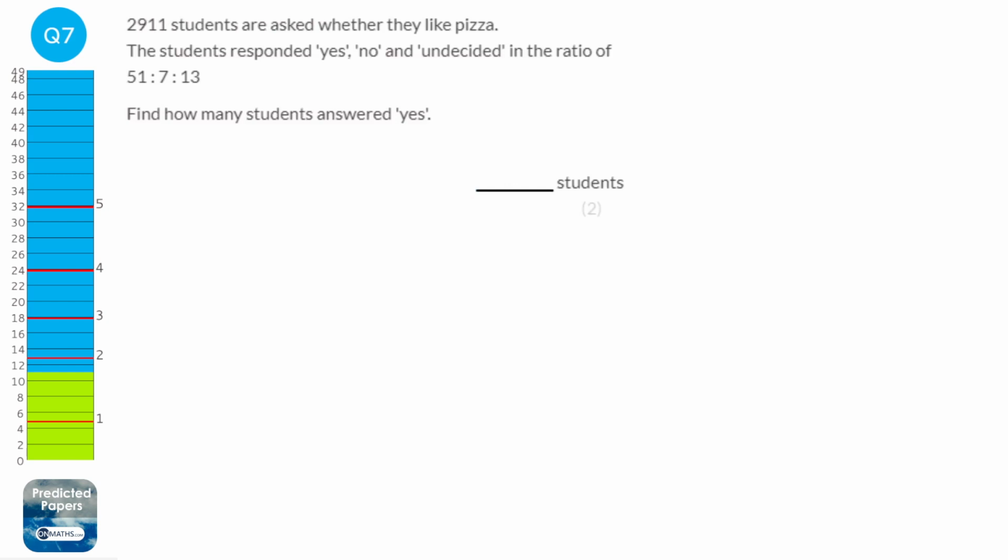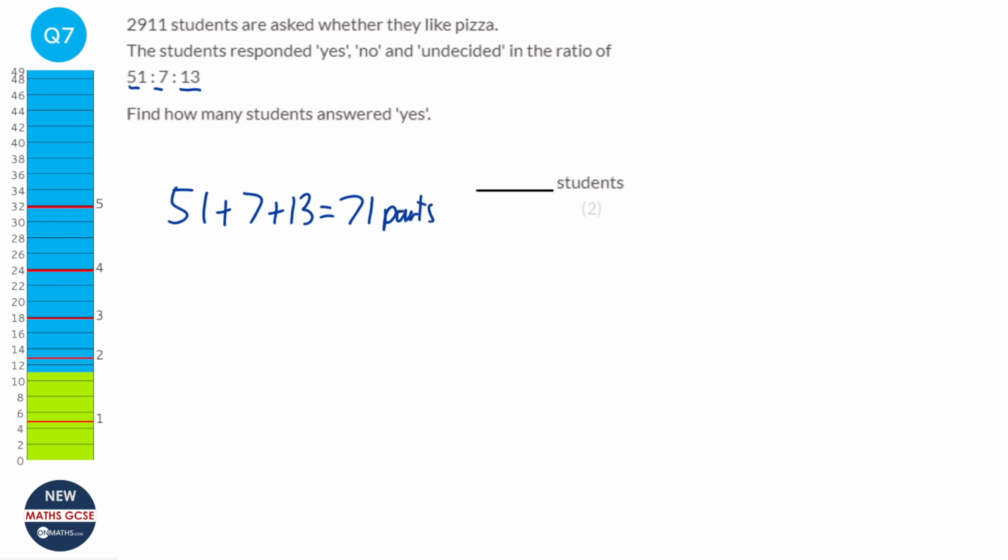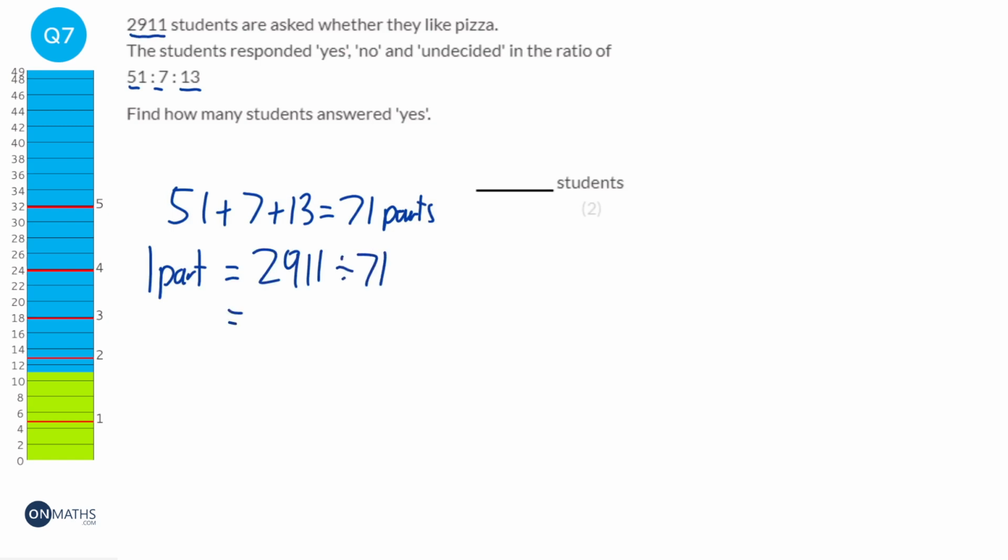We've got to first of all work out how many parts there are altogether in our ratio. So we've got 51 saying yes, 7 saying no, and 13 undecided. So altogether we've got 51 plus 7 plus 13, which is 71 parts. Now each part is equal, so to find out the value of one part, we're going to take how many students there are, which is 2,911, and divide it by the 71 to find out how many students are in one part. One part's worth 41 students. So each one of those parts in the ratio is 41 students.